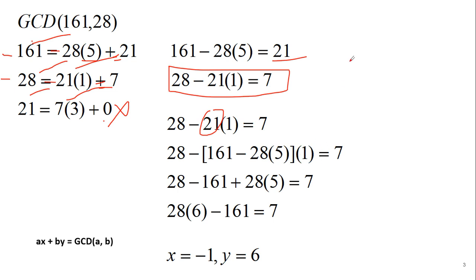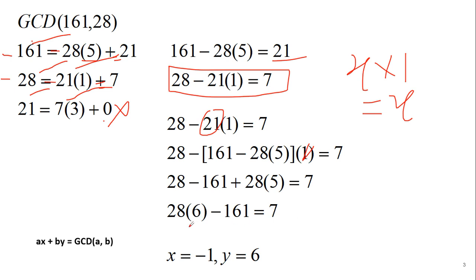The outside coefficient is 1. Now you know when we multiply x by 1 it does not make any change. So when multiplied by coefficient 1 it does not change the equation, so we can ignore it. So 28 minus 161 plus 28 into 5 is equal to 7. Total: 28 into 6 minus 161 is equal to 7.